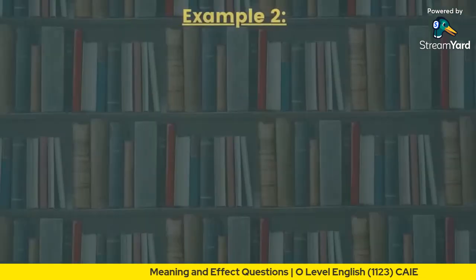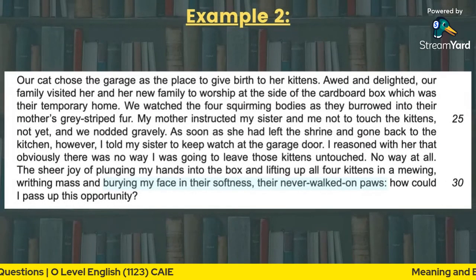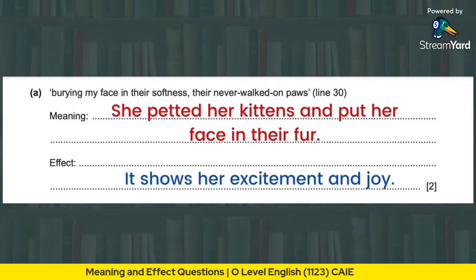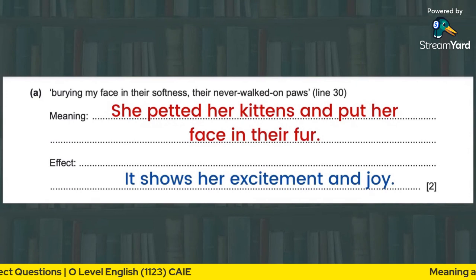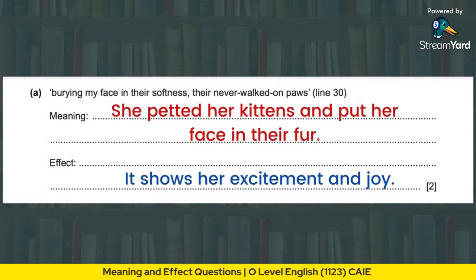Let's practice some other examples. Read the paragraph, and do not forget to focus on the highlighted part. The question says, burying my face in their softness, there never walked on pause. Let me tell you that this passage is about kittens. So if we look at the meaning, this means that she petted her kittens by putting her face in their fur. If we look at what impact the writer wants to create, we can say that this shows her joy and love for the kittens.